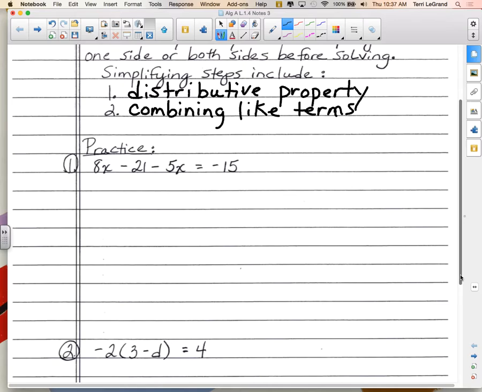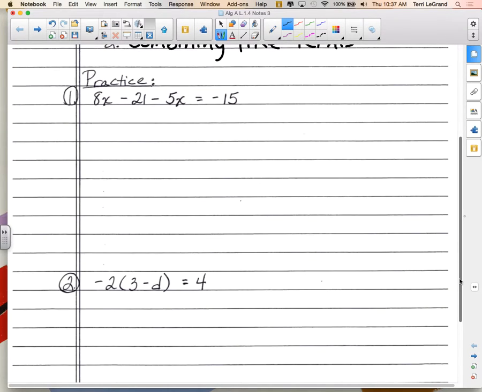We may not have to do either of those. We may have to do one of them. We may have to do both of them. Okay, so let's look at our first problem here. 8x minus 21 minus 5x equals negative 15. Before we even decide anything about whether we should simplify or go right to solving, we're going to change subtraction to add the opposite. So go ahead and write out that problem. All you're changing are those two subtractions. See if yours matches mine after you're done.